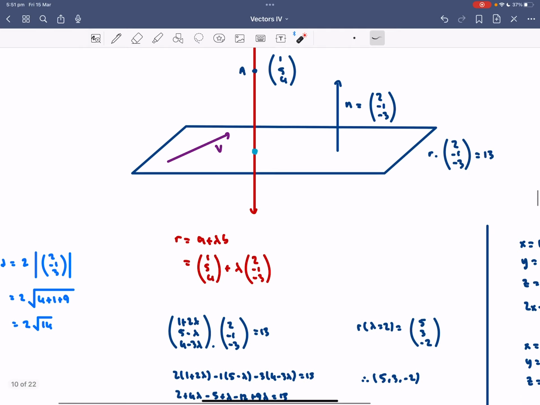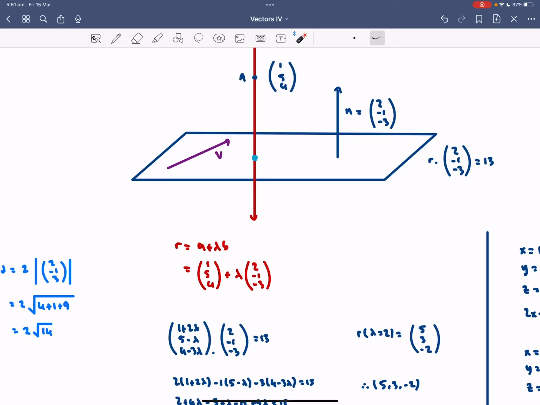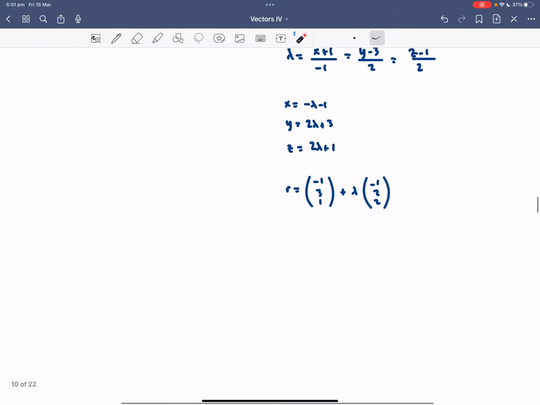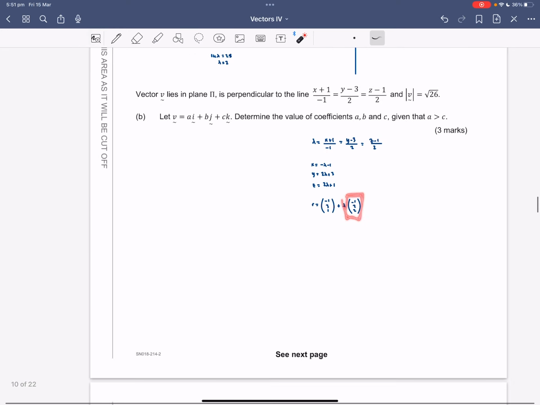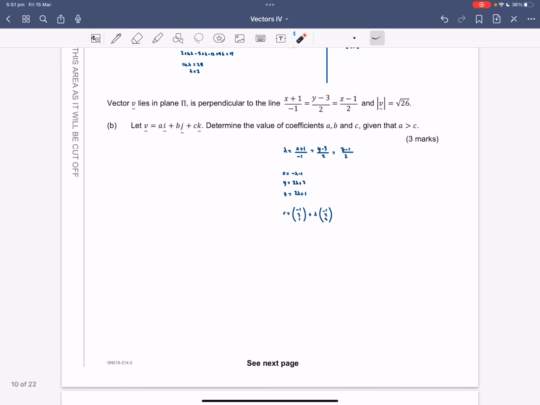Now that's what I was trying to say before. A lot of people will think that if we're perpendicular to V, it has to be this vector here. Yes, I agree this vector is perpendicular to V, but remember, there are a whole bunch of other vectors that could be perpendicular to V. And here is obviously one of them: (-1, 2, 2) is a vector that is perpendicular to V.